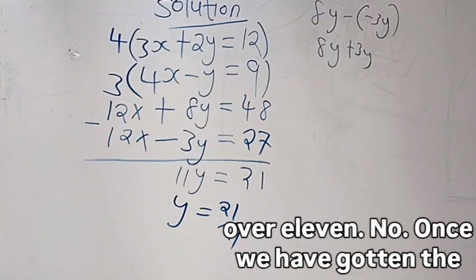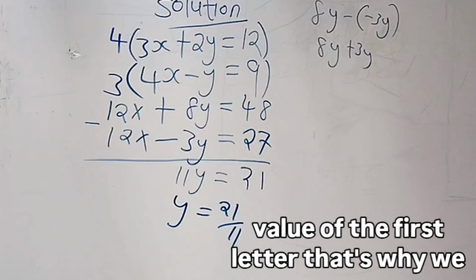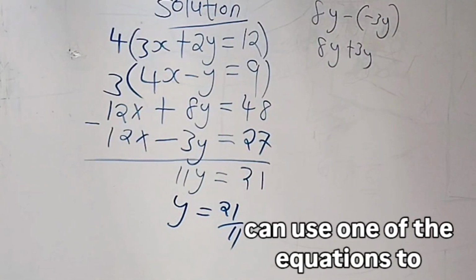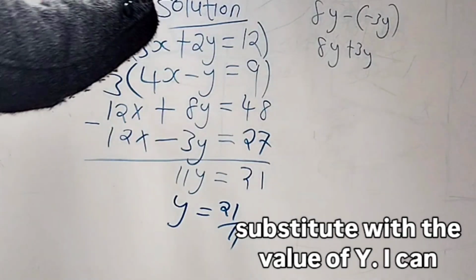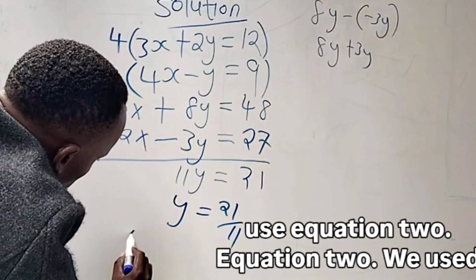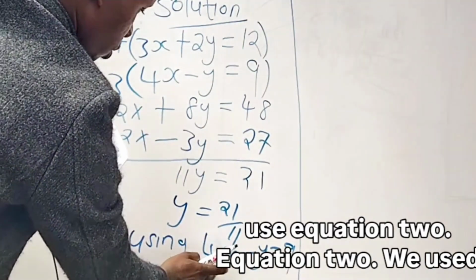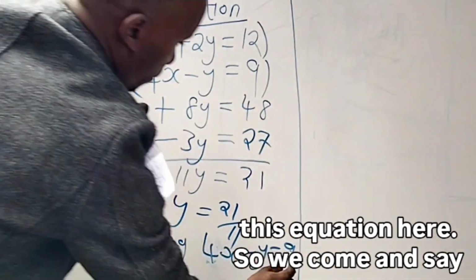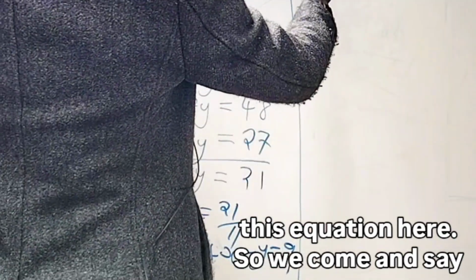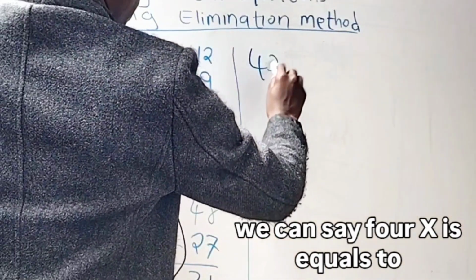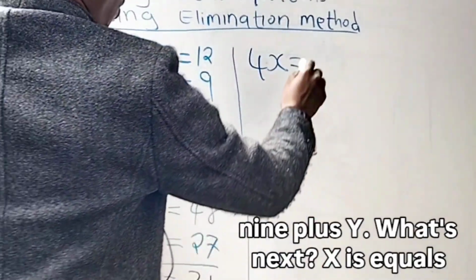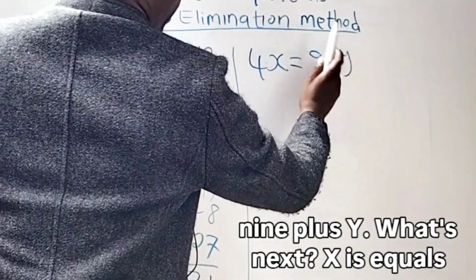Now, once we have gotten the value of the first letter, we can use one of the equations to substitute with the value of y. I can use equation 2. We use this equation here. So we can say 4x is equal to 9 plus y.